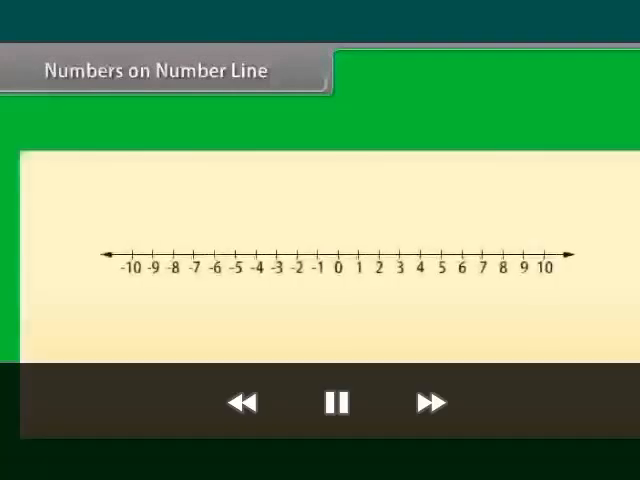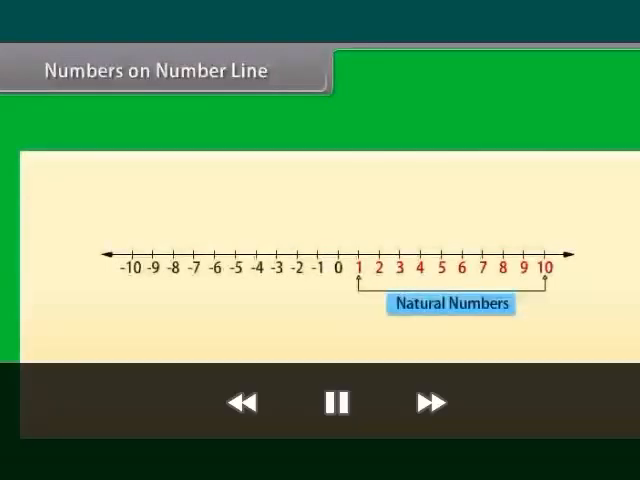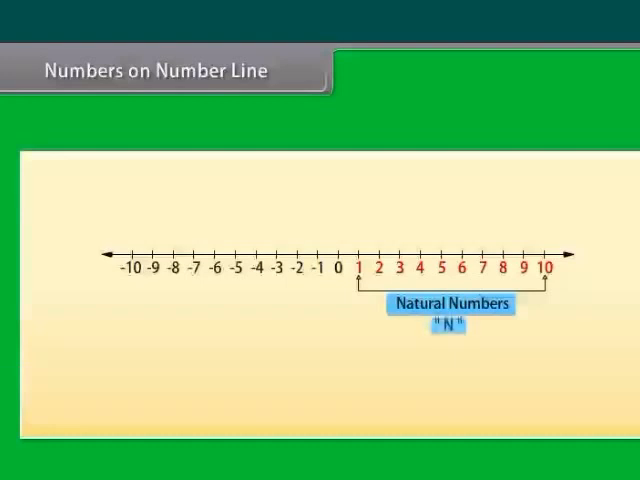On a number line, numbers 1, 2, 3, 4 and so on are called natural numbers. The natural numbers are denoted by the symbol N. If we include the number 0 with the natural numbers, then the numbers are called whole numbers. The whole numbers are denoted by the symbol W.